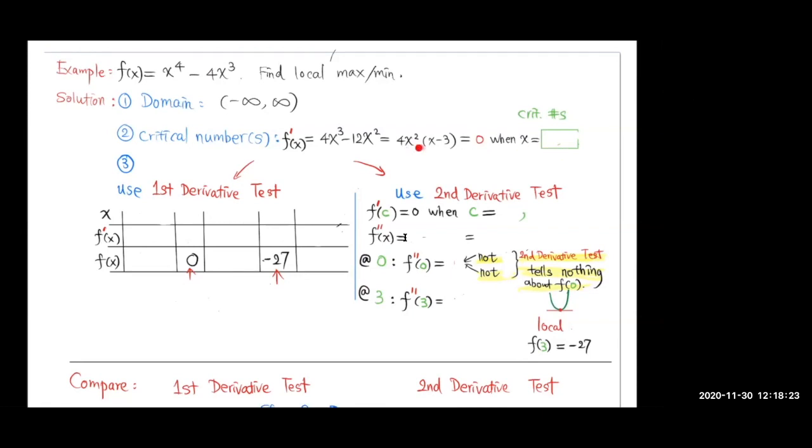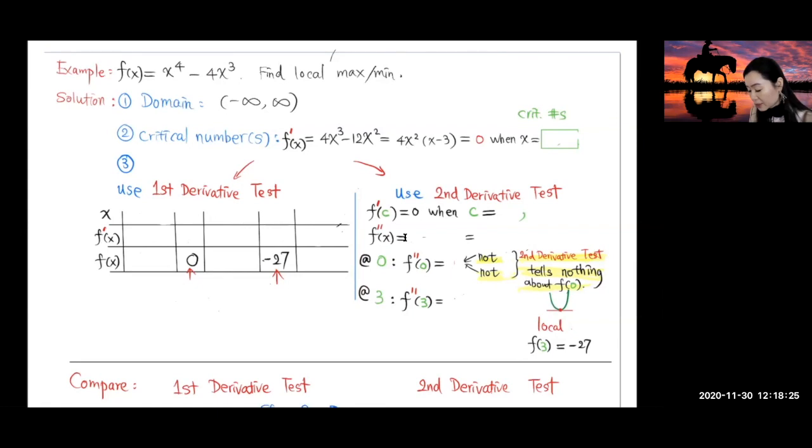0 and 3. Yeah, so those are the two critical numbers. They're in the domain. It's never going to be undefined, so those are the only critical numbers.